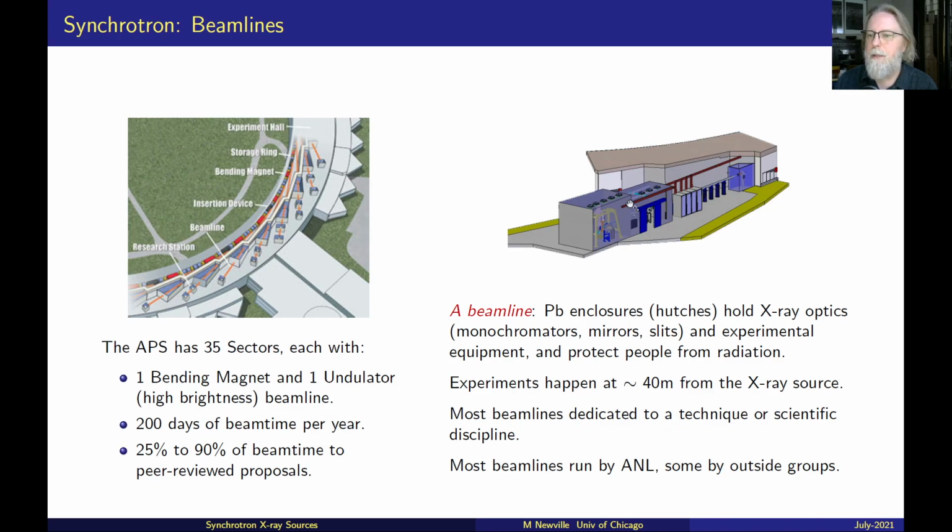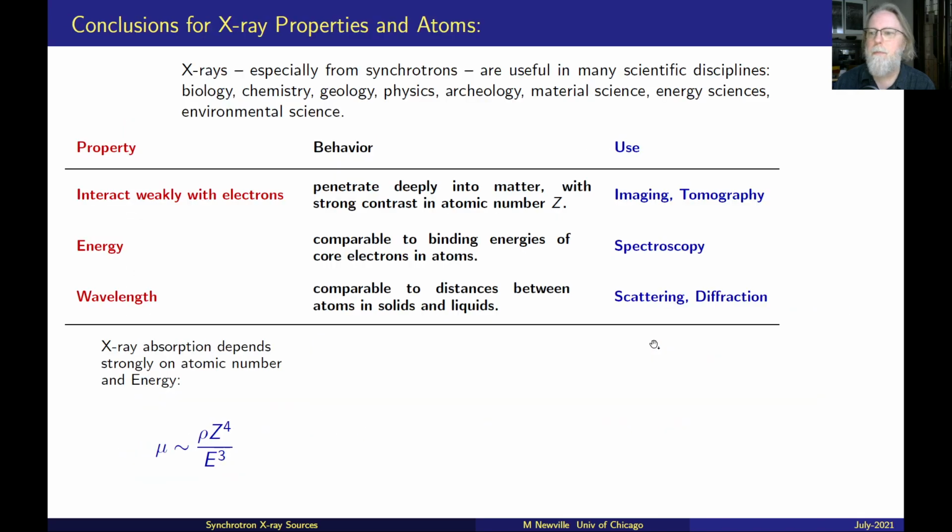The experiments will happen something like 40 meters from the source or more at the APS, maybe 40 to 60 meters. And most of these 60 or so beamlines are dedicated to a single or a handful of techniques or a scientific discipline. Most of the beamlines at the APS are run by Argonne, but some are run by outside groups. But all of them are open for at least some public access from peer review.